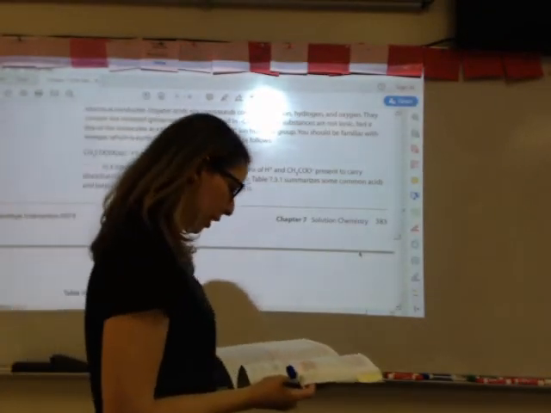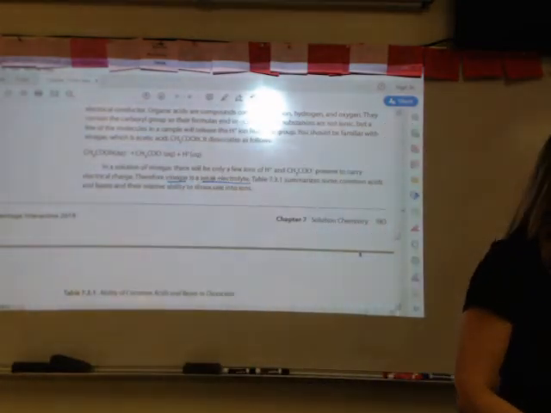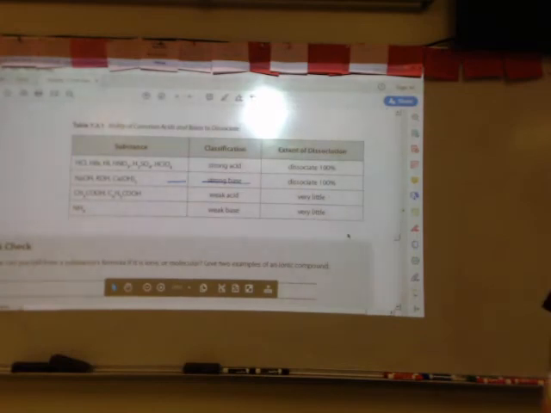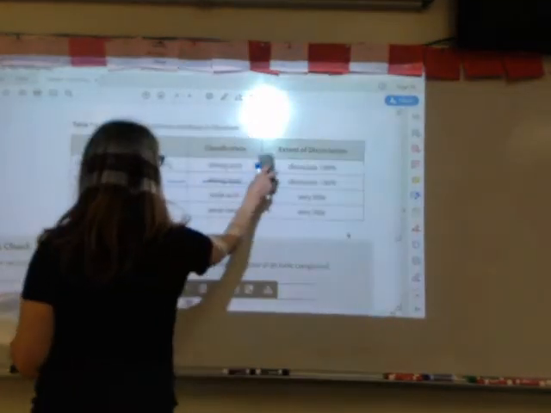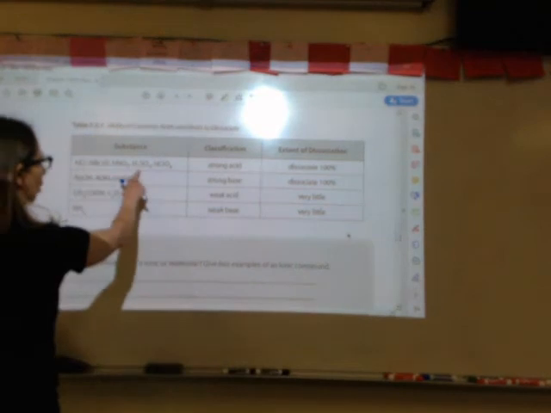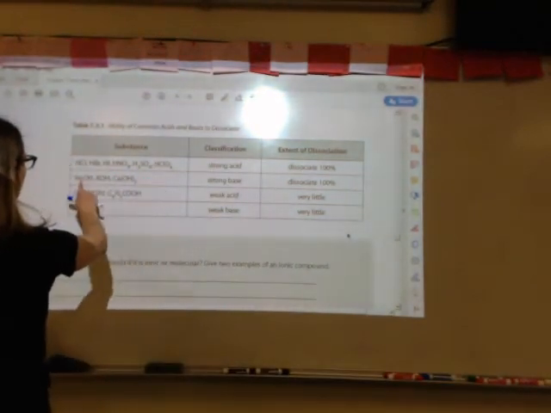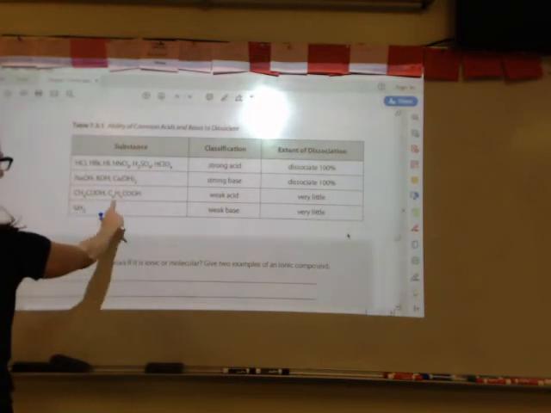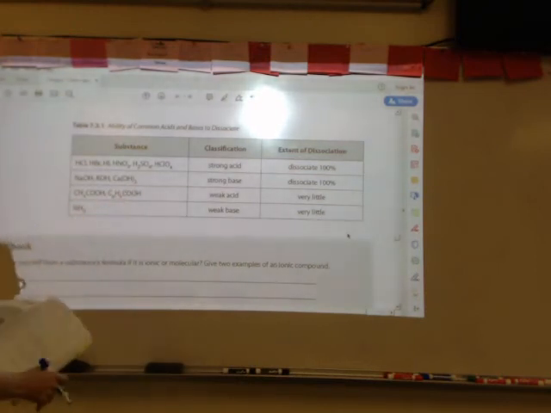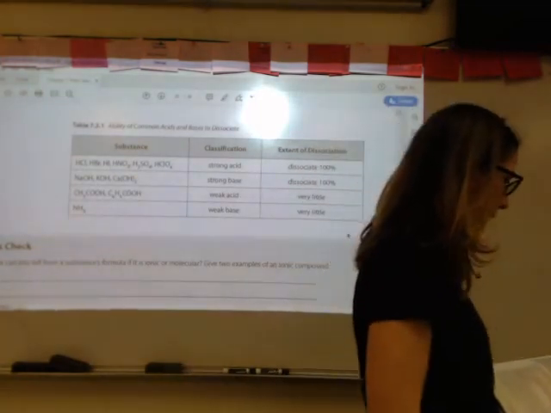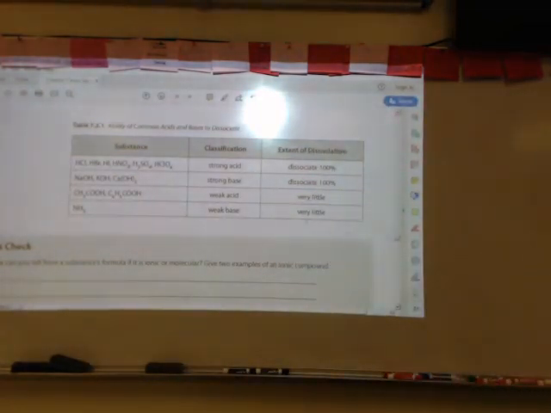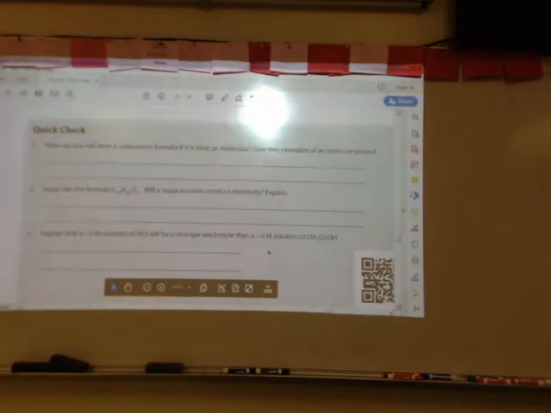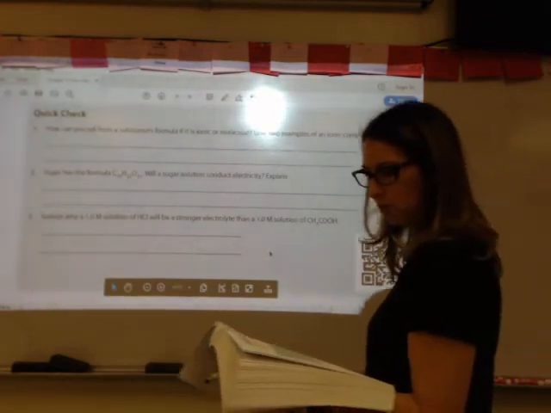Okay, the table on the next page summarizes some common acids and bases. It is probably easiest if you simply memorize this table. Here are your strong acids that dissociate 100%. Here are the strong bases that dissociate 100%. Here are the weak acids, and here is the weak base, ammonia. The weak acids and bases dissociate very little. Now let's take a look at the quick check.